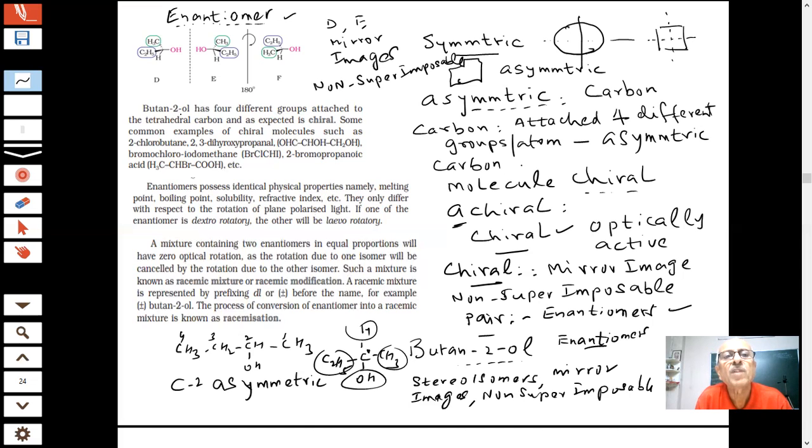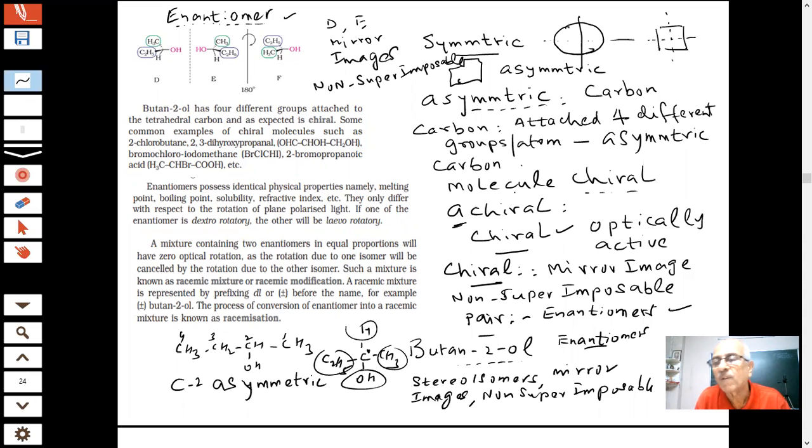If one compound is D, the other will be L. Means to say that if one rotates the plane polarized light towards clockwise direction, the other will rotate the plane polarized light towards anti-clockwise direction. So I don't know which is D, which is L. Only experimentally we can verify. After doing the experiment in a polarimeter, we will be able to find which is D and which is L. One will be dextro, the other will be laevo.